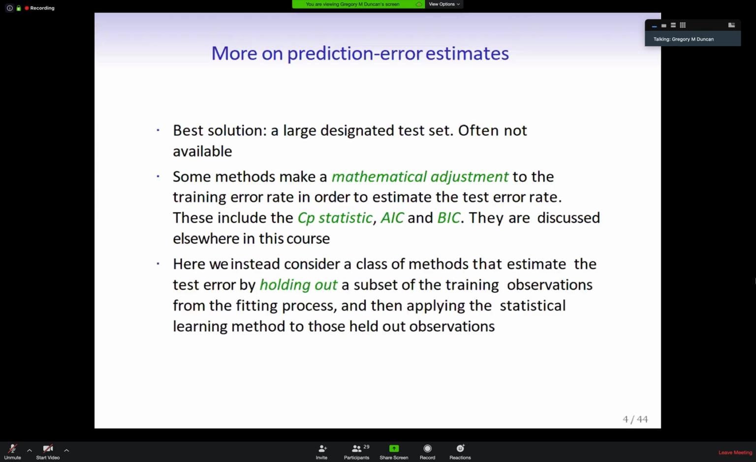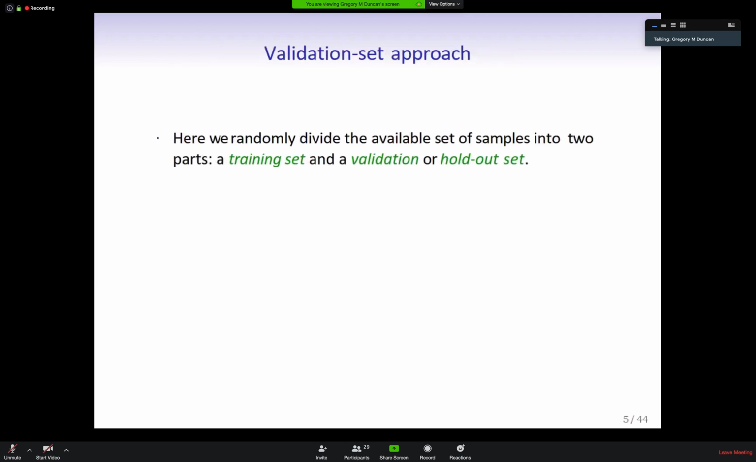Here instead, we consider a class of methods that estimate the test error by holding out a subset of the training observations and then applying the statistical method to those held out observations. And you'll see what I mean here in a minute. So the validation set approach, which we've talked about earlier, is we randomly divide the available set into two samples, a training part and a validation, holdout, or test part.